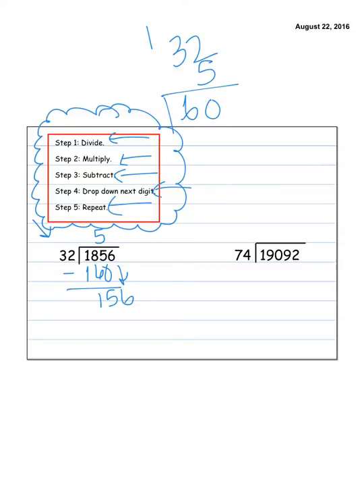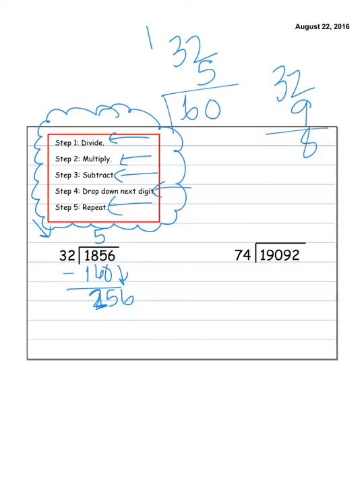Let's see. 185 minus 160 should be 100. So I know that 32 times 5 is, oh, sorry. I knew I had a mistake. This should be 185 minus 160 is 25. 256. So then I know that 32 has to be a lot more than 5. So I'm going to try 9.